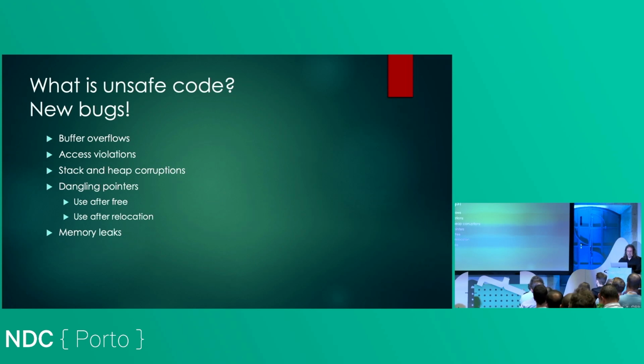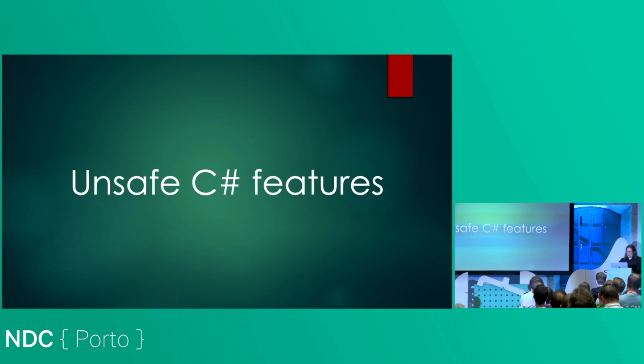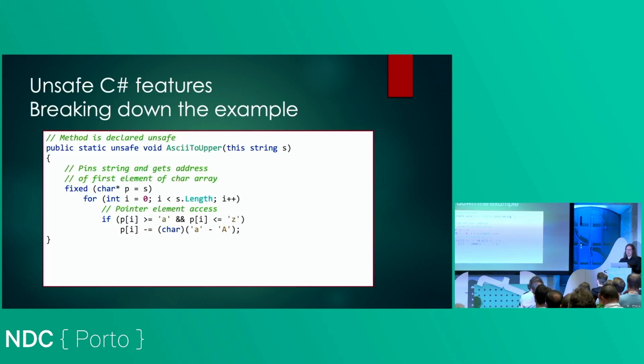All right. So, unsafe C# features. Let's break down this example I started with. Again, please don't do that. It's a bad idea. It's a very, very bad idea. But yeah, it's a great starter. So first of all, the declaration of this method, it says it's unsafe. So we're telling the compiler that we want to do something with pointers, with memory addresses. Other than that, it's just a normal extension method, nothing too fancy.